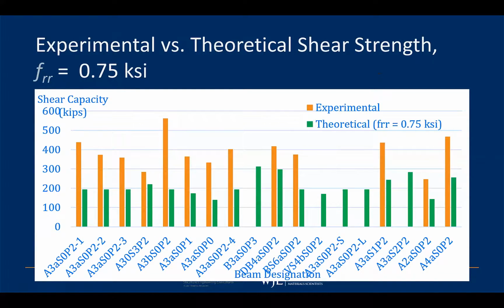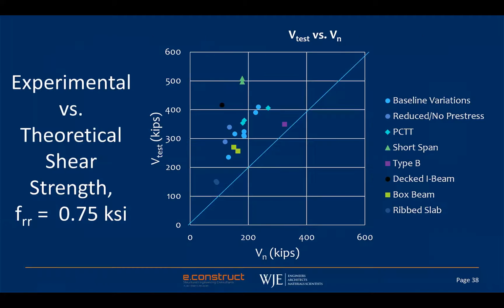When we compare the test results with what we have recommended in phase 1 with f sub rr equal to 0.75 KSI, you see that the orange line is much higher than the green line we predict from theory. So we're very, very conservative, very safe.